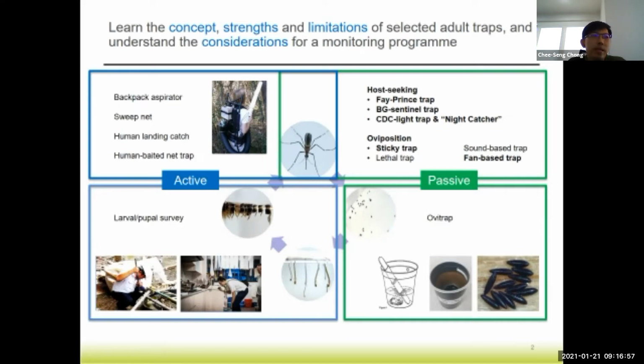In this particular session, it's really for the participants to learn the concept, the strengths, and the limitations of some of these selected adult traps that are highlighted in bold. In particular, I'll be focusing on the hole-seeking trap as well as the ovitrap that we'll touch on, and some of the considerations for a monitoring program, because previously there were quite a few questions as to how to start a program. So that is something we will cover here.